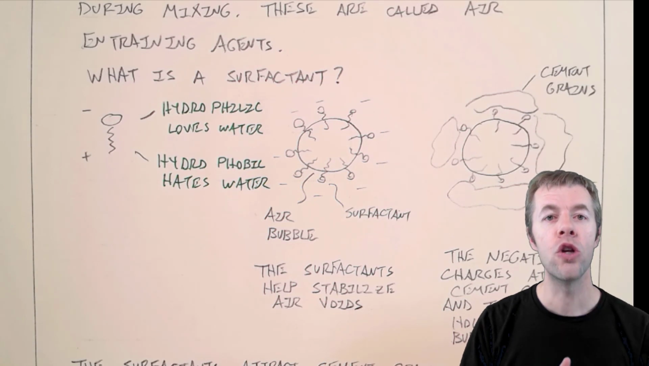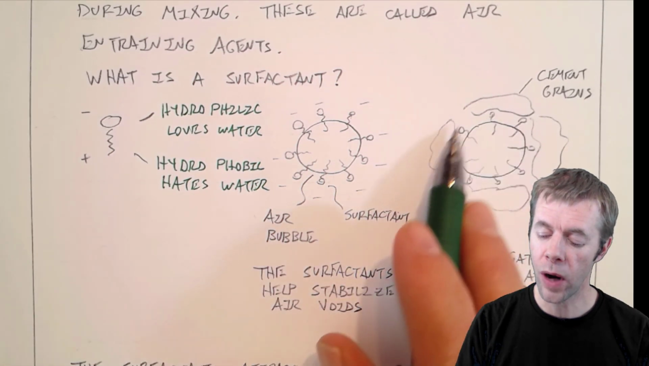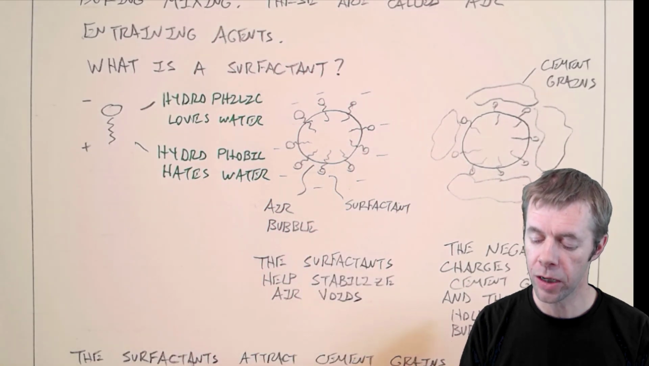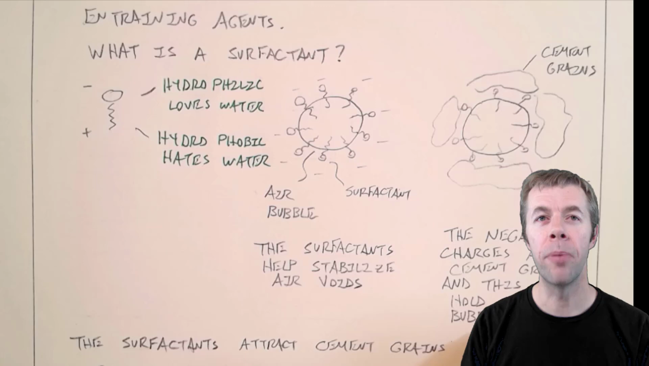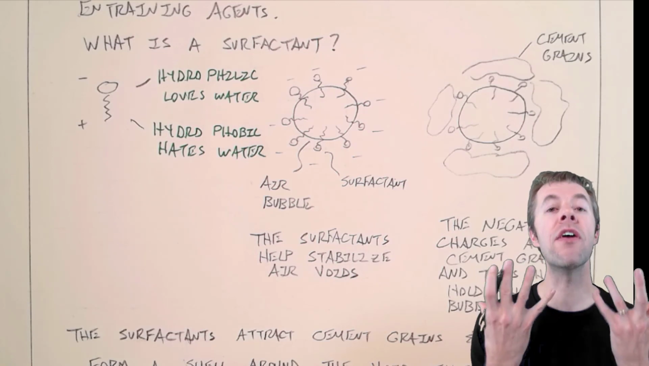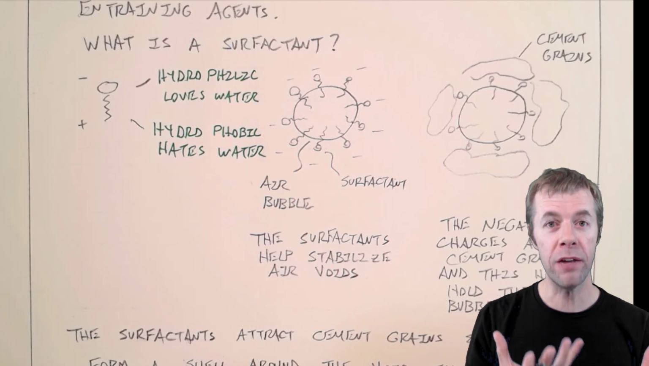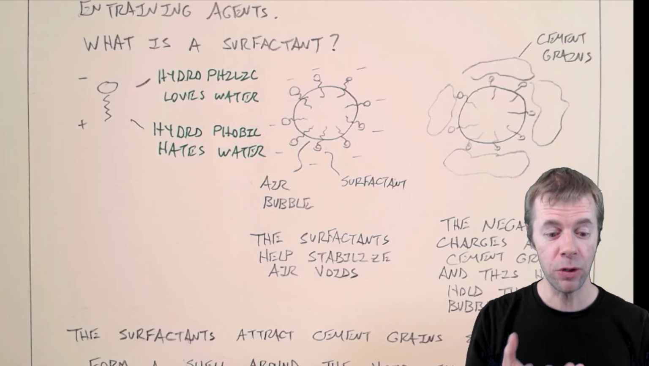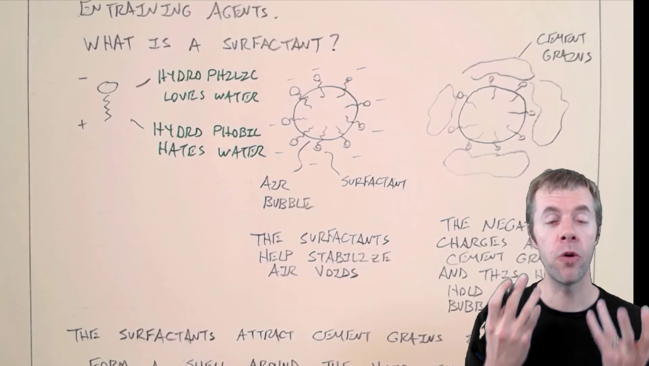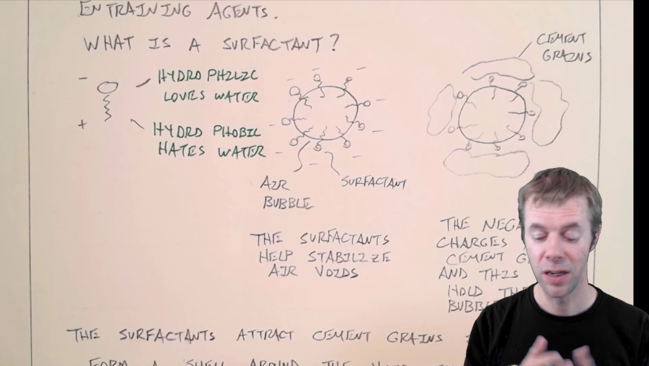But there's another huge benefit of these surfactants. They actually attract cement grains. These negative charges attract cement grains, and this helps hold the bubble in place, keeping it from floating out of the concrete. Like if you ever go to the ocean and see a wave come in and crash down on the surface, that wave traps air, and we see it come out as foam. Well, the same thing is happening when you make concrete, but those bubbles don't escape. They're held in the concrete by the air entrainer. Isn't that amazing?